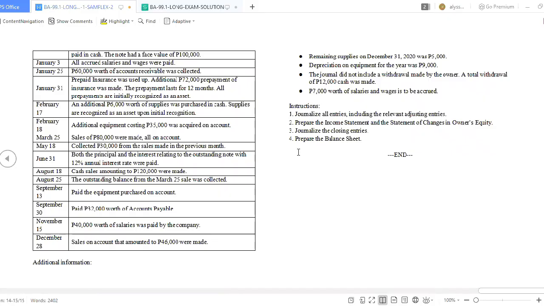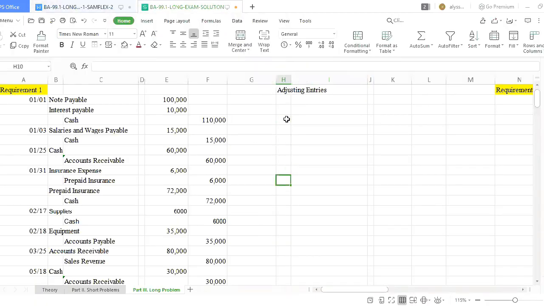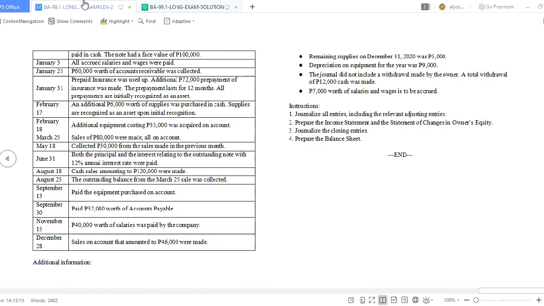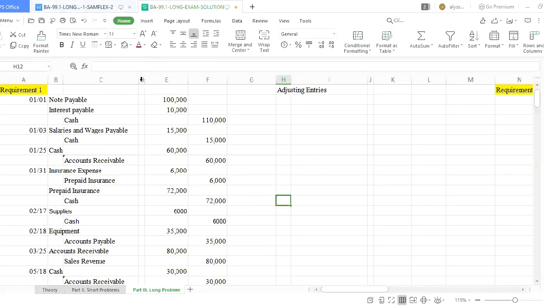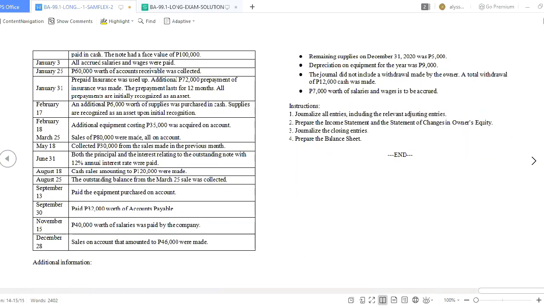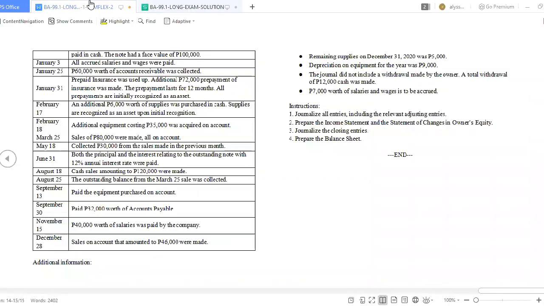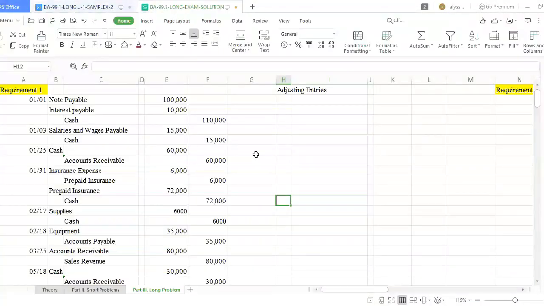So for the additional information, these are the adjusting entries. The remaining supplies, only 5,000. So from what was purchased, the remaining supplies are only 5,000. If we check the previous statement of financial position, we have 12,000 supplies, and then we bought 6,000 supplies. So that's a total of 18,000.